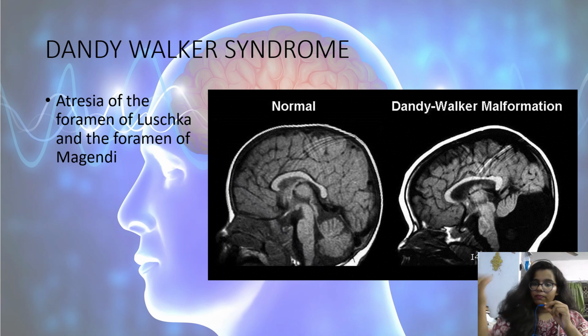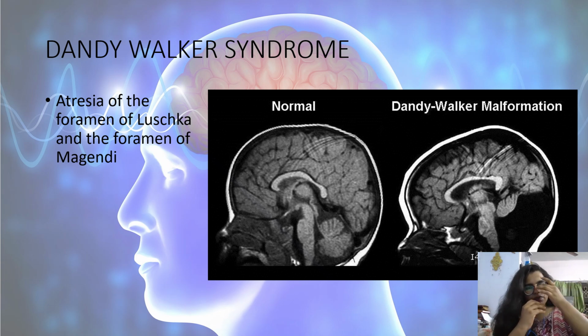I said the previous one was the narrowing of the aqueduct of Sylvius. Here it is the atresia of the foramen of Luschka and the foramen of Magendie. When I say the foramen of Luschka and the foramen of Magendie, where do you think the accumulation of this CSF is occurring? Obviously in the fourth ventricle. Because of the atresia, there is a narrowing occurring over there, so it's not passing.